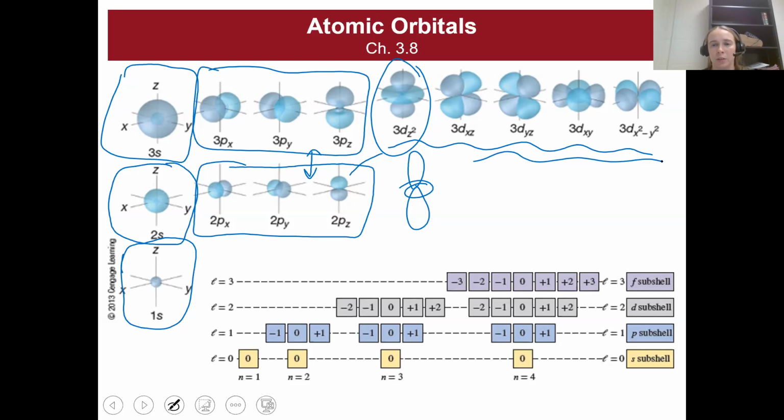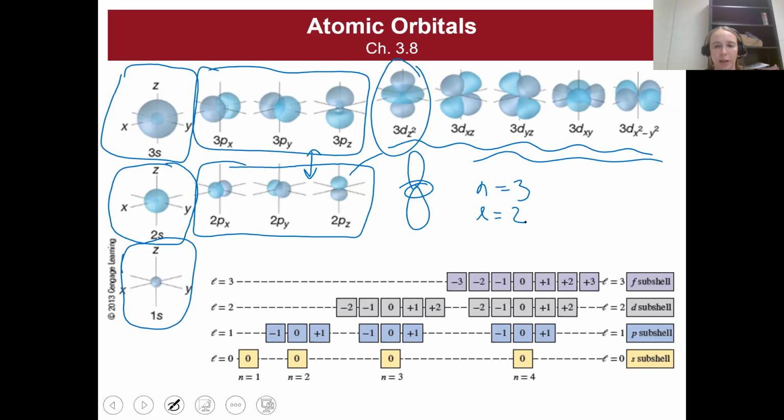So these are available when n equals 3, L can equal 2, which corresponds to the d subshells. And those have an even more interesting shape of where you might find the electron near the nucleus.